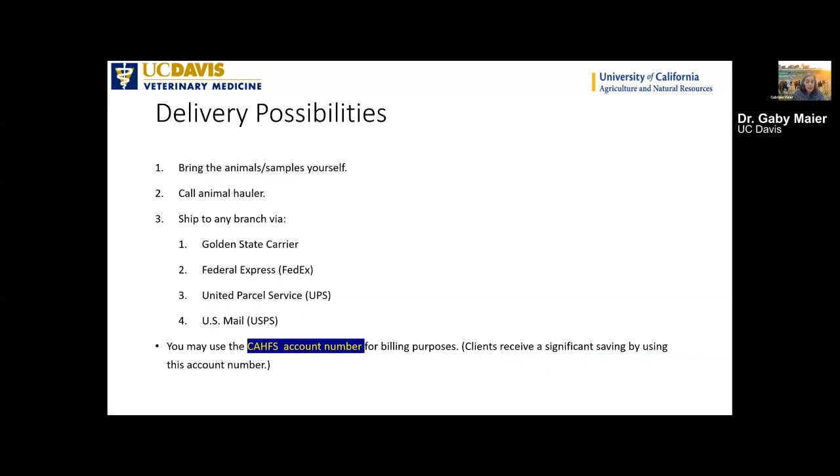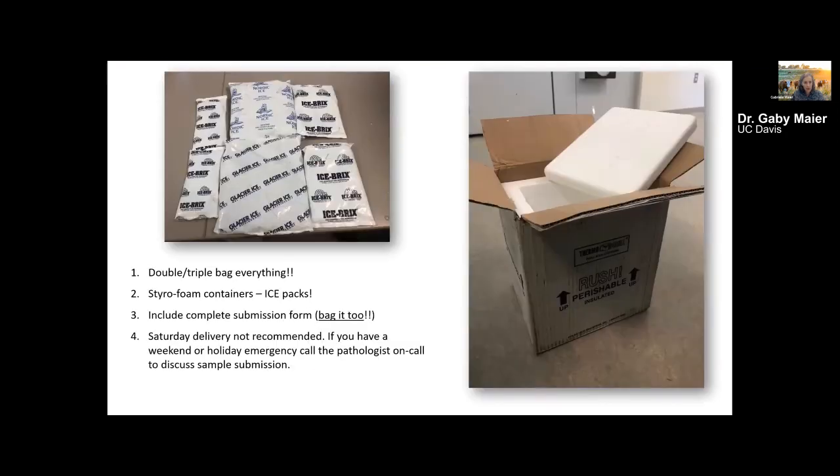There are other possibilities of how you can submit this. So obviously bringing the animal yourself, or you can call an animal hauler that will deliver to the lab, or you can use any of these carriers. So Golden State Carrier, FedEx, UPS, or USPS. But when you ship it, make sure that it gets there overnight. And then we already talked about this account number.